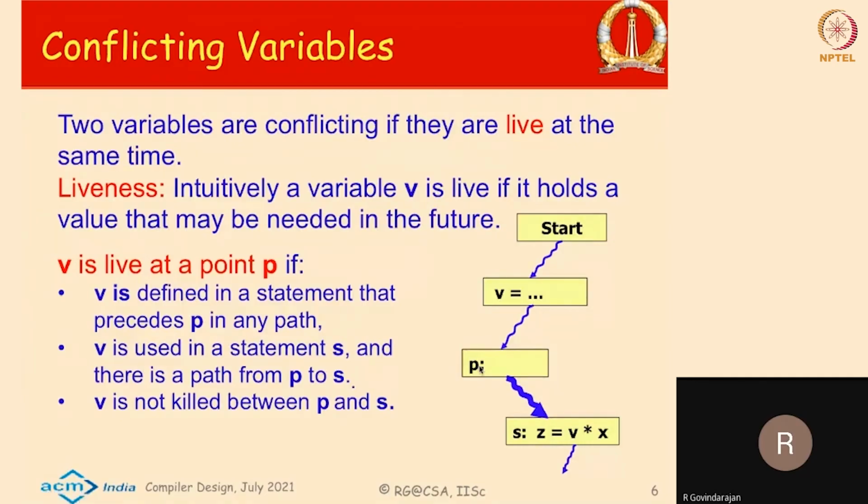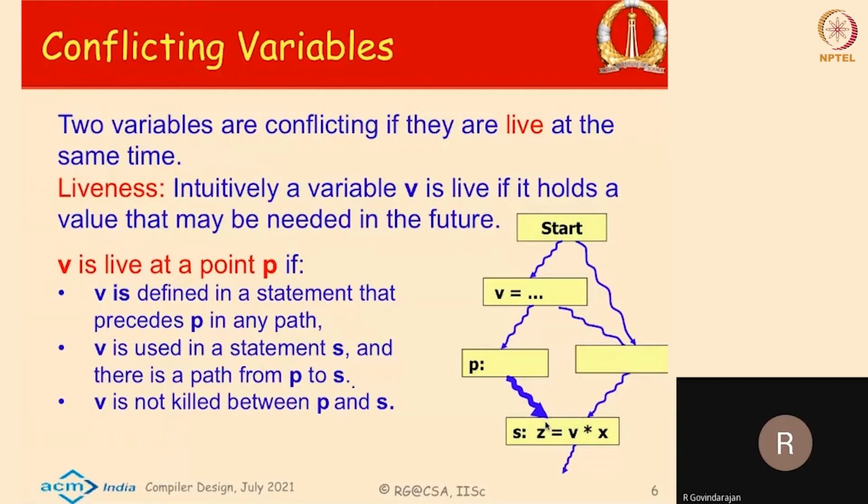It doesn't matter if there are other paths to v. You still need to preserve the value of v at program point p, because there is an execution from p to s, a path from p to s in which v is being used, and there is no definition on that path.